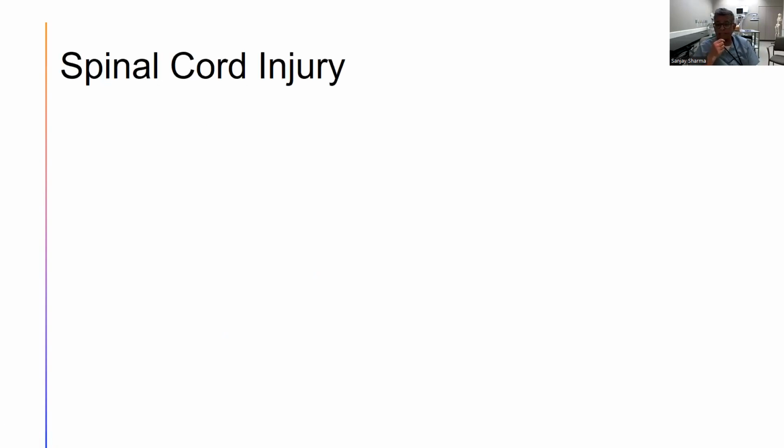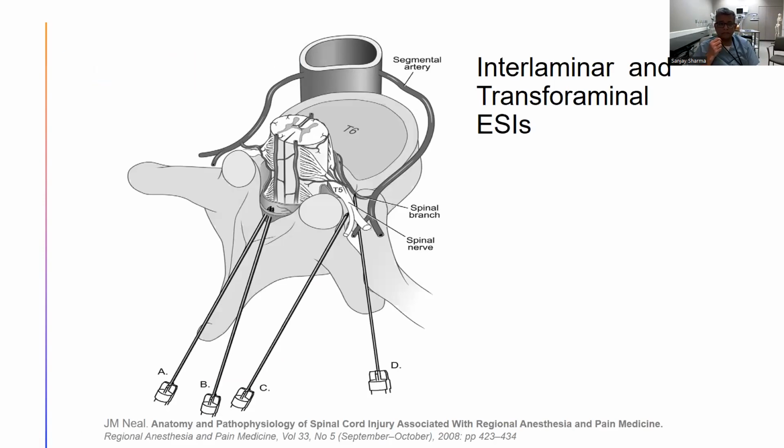Spinal cord injury. Next slide, please. Okay, so this is just a diagram of interlaminar ESI at the thoracic level. In A and B is the right interlaminar, coming from the midline or the paramedian. This goes into the posterior part of the epidural space, and the two on the right, C and D, are the transforaminal epidural steroid injection. We can access the epidural space through the foramen.